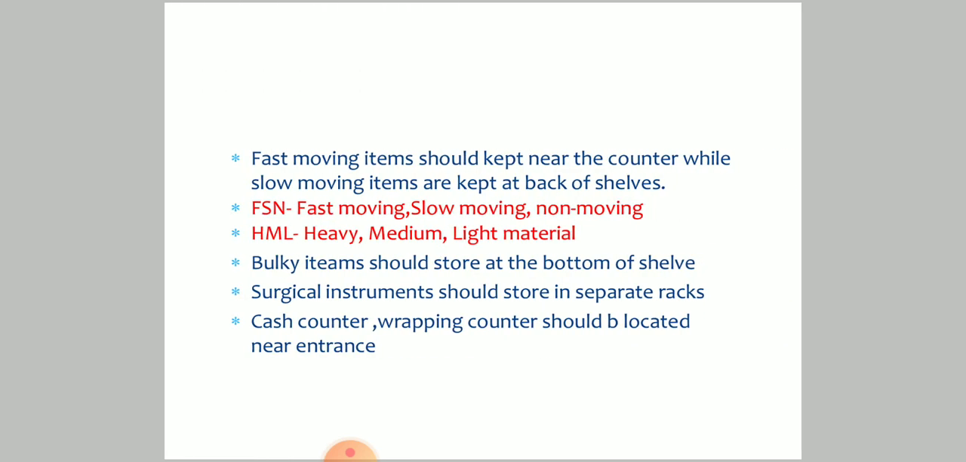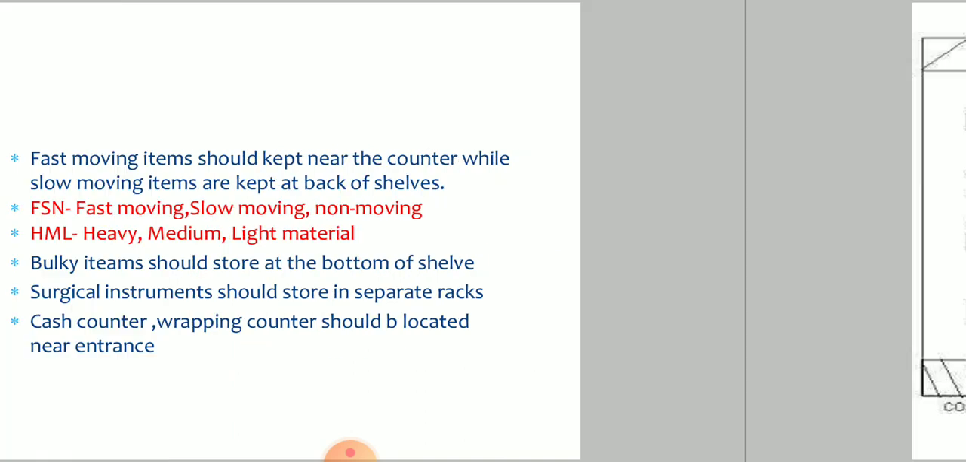Fast moving items should be kept near the counter, while slow moving items are kept at the back of the shelves, like FSN or HML. FSN stands for fast moving, slow moving and non moving. HML stands for heavy, medium, and light material. Bulky items should be stored at the bottom of the shelf because there will be no chance of spillage if they slip from the hands while taking them. Surgical instruments should be stored in a separate rack. Cash counters and wrapping counters should be located near the entrance.